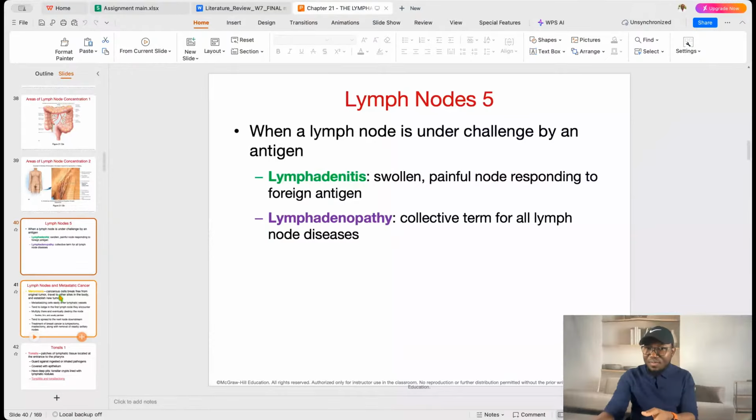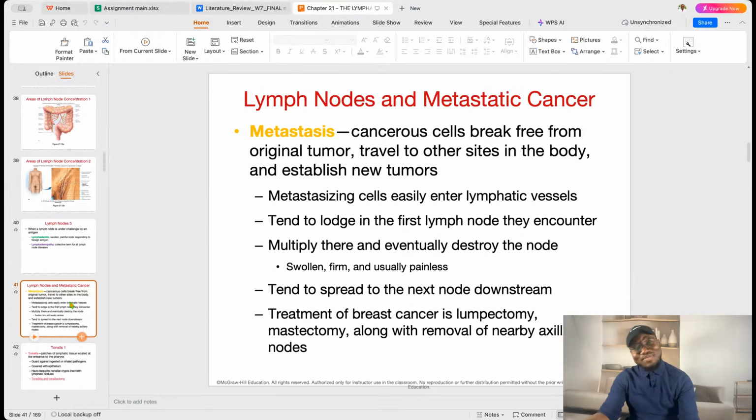Lymphadenitis, lymphadenopathy. You need to know the difference between the two things. Adenitis is itis. Anything itis is inflammation. So swelling, painful node responding to what? Foreign antigen. Whereas lymphadenopathy is just a collective term for any lymph disease. All right? But adenitis specifically refers to inflammation. Anything itis is inflammation. I keep telling you this. All right? You know about metastasis? That's how cancer travels. You understand?